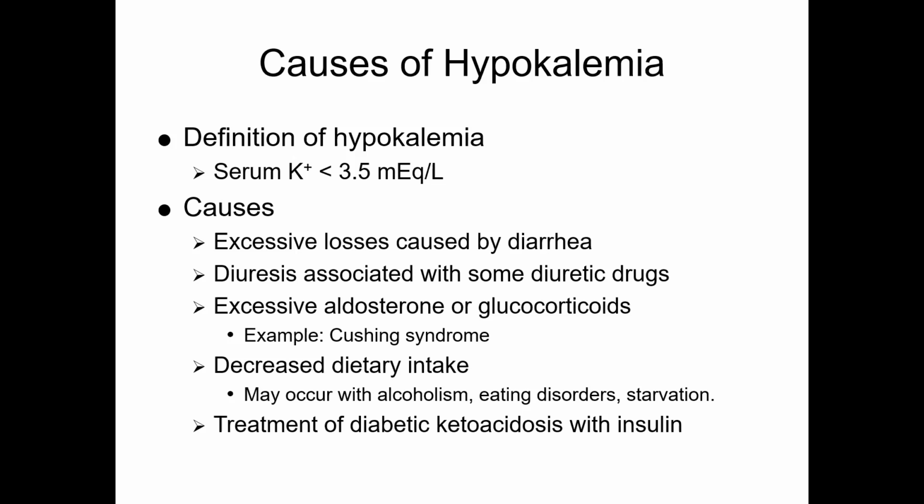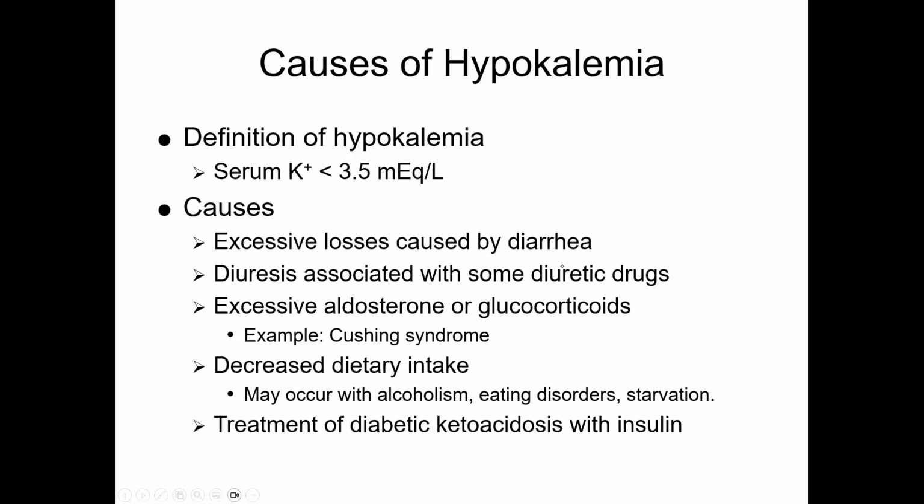The decreased dietary intake, which may occur with alcoholism, eating disorders, or some sort of starvation, and then treatment of diabetic ketoacidosis with insulin, because as we give the insulin, it causes the potassium that had originally left the cell to now move back into the cell. So all of these things, the glucocorticoids, the dietary intake, the treatment of diabetic ketoacidosis with insulin, the diarrhea, the diuretics, they all can lead to this hypokalemic episode.